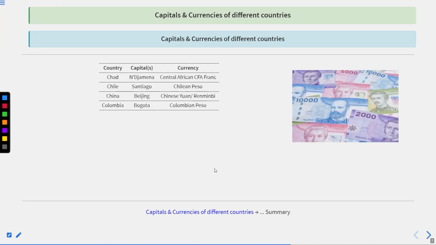Chad is a country. Capital is N'Djamena. Currency is Central African CFA franc. Chile is a country. Capital is Santiago. Currency is Chilean peso. China, country. Capital is Beijing. Currency is Chinese yuan or renminbi. Colombia is a country. Capital Bogota. Currency is Colombian peso.